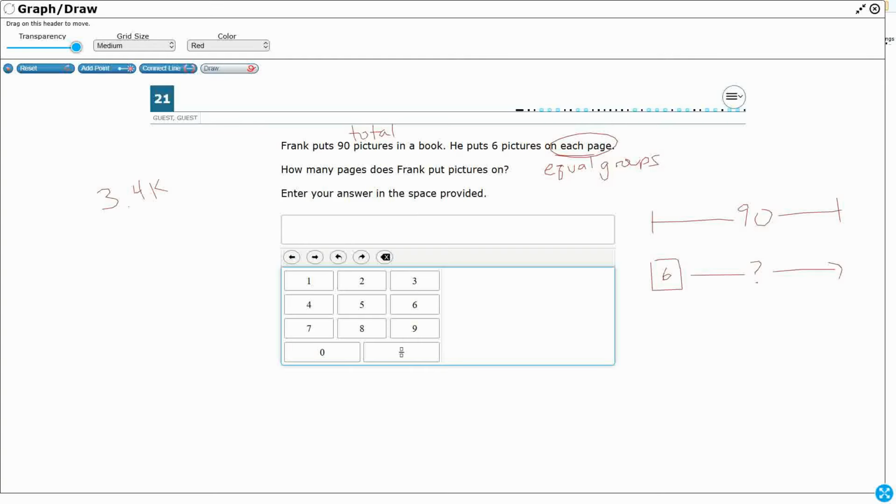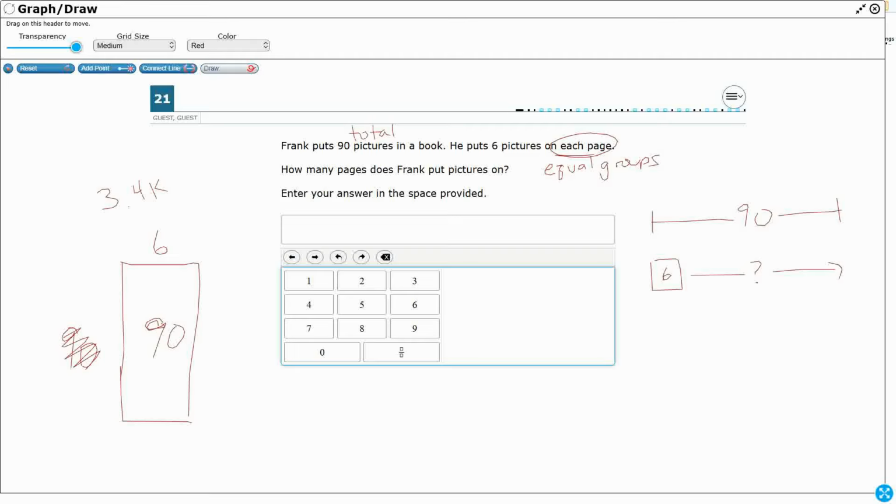We can also do it like this. We can use an area model. So I'm going to break my 90 up, and this is how students can use this if they're not familiar with long division. I'm going to take my 6 and my 90, and I'm going to figure out what my other factor is. Now, my 90, let's put that in there. I'm supposed to figure out what my other factor is on the outside.